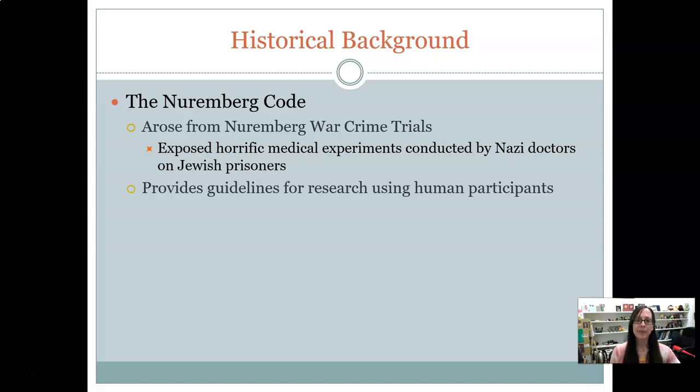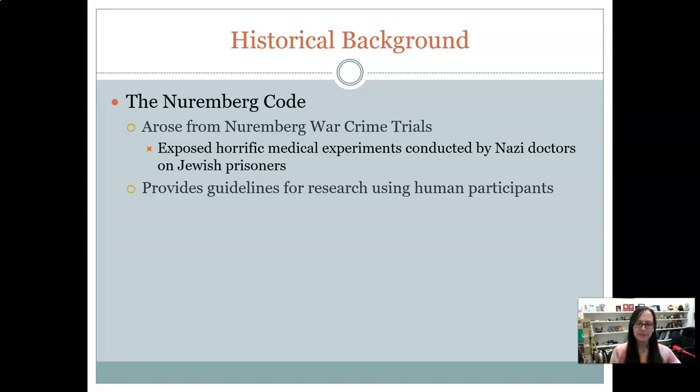So the Nuremberg Code arose from these war crime trials as a way to provide at least some basic guidelines for research conducted using human participants: what are the basic requirements in terms of ethics? We have to remember that anytime we're doing research on humans, our participants are humans. While there are ethics for animal research and things like that, humans have their own guidelines, which come from the Nuremberg Code originally.